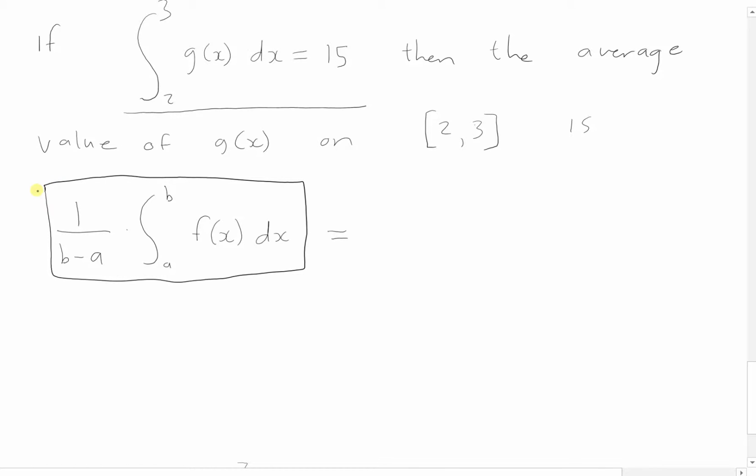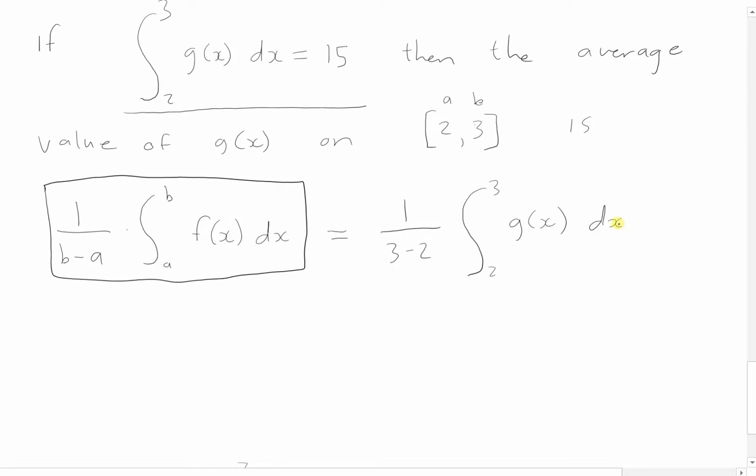We've got a and b, so I can write it up there. They've given us an interval, so let's just plug and chug. I've got 1 over 3 minus 2, times the integral from 2 to 3 of g of x dx.